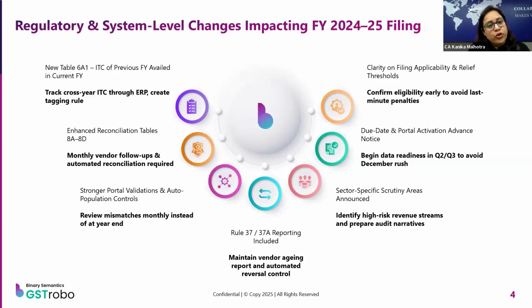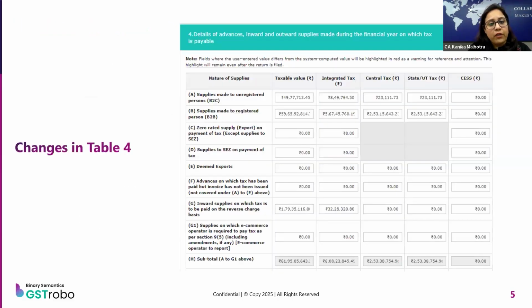Table 6 and 7 talk about the ITCs and the reversal of ITCs. Table 8 talks about the reconciliations. Table 9 talks about basically the taxes paid. And now I will give you a scenario, I will work upon the table wise thing.